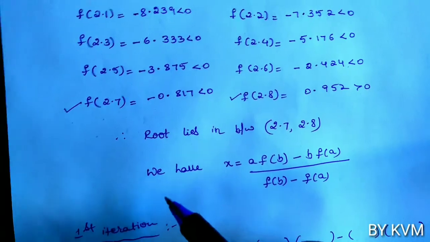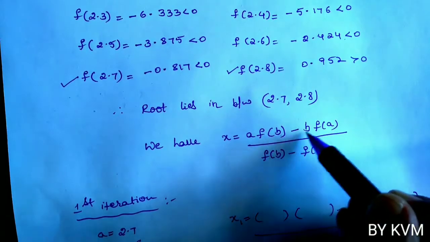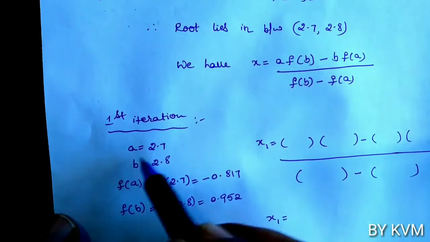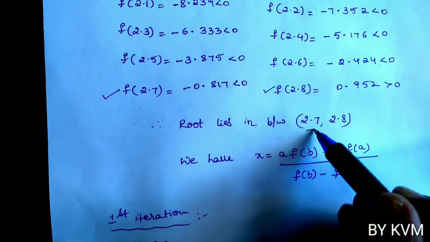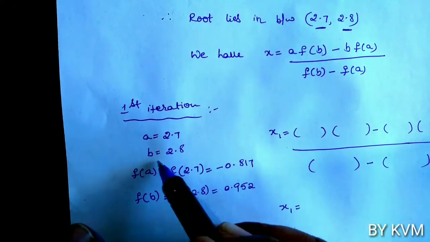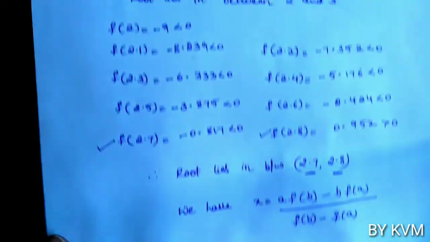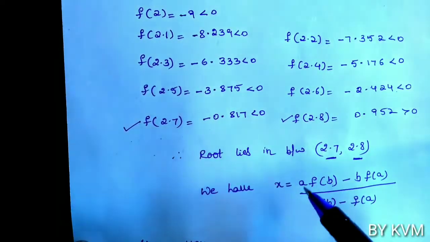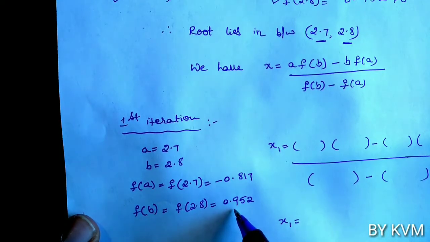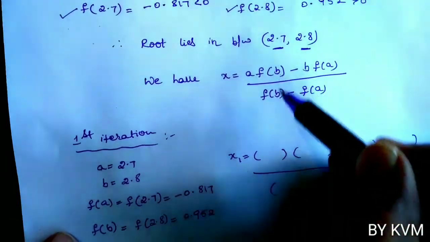So now we have to start the iteration process. The formula by Regula-Falsi method is x equals a into f of b minus b into f of a, divided by f of b minus f of a. So first iteration, take a equals 2.7 and b equals 2.8. F of a is f of 2.7, which we have already calculated, minus 0.817. F of b is f of 2.8, that is 0.952, already calculated.